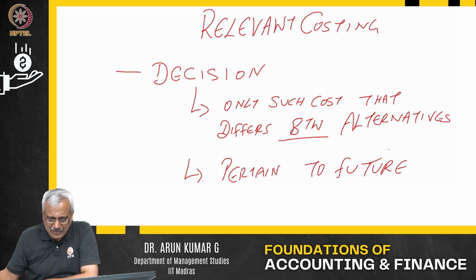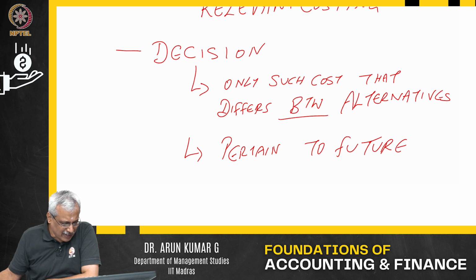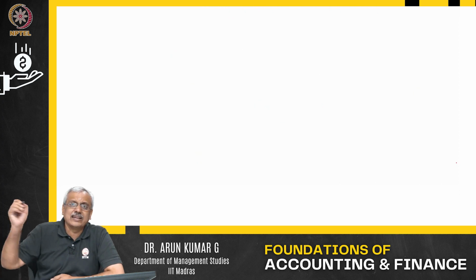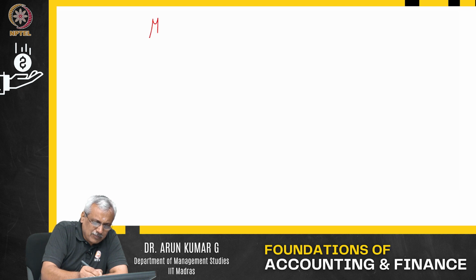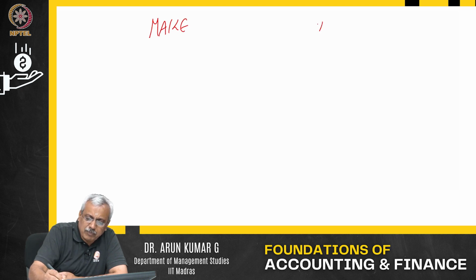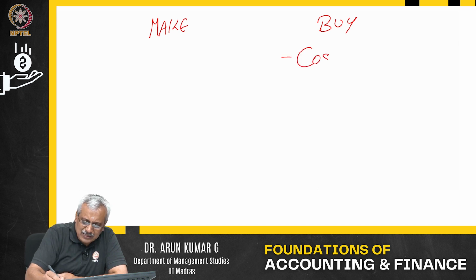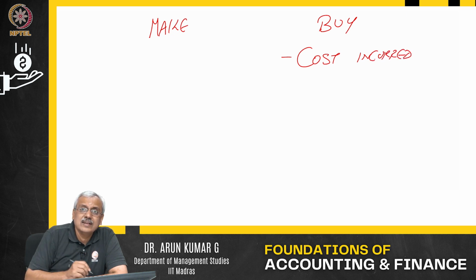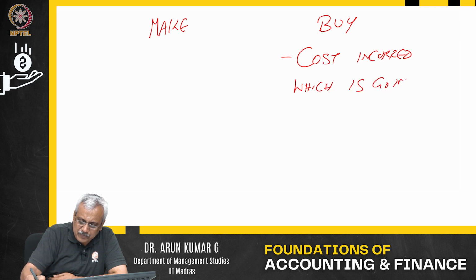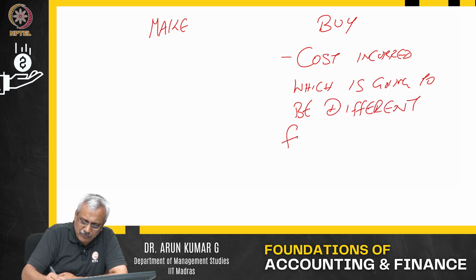For example, in this particular case, I move to the aspect here. Now I say, what is the alternative? Make the product, buy the product. This is the decision. If I buy the product, what is the cost that I am going to incur, which is going to be different from the other alternative.